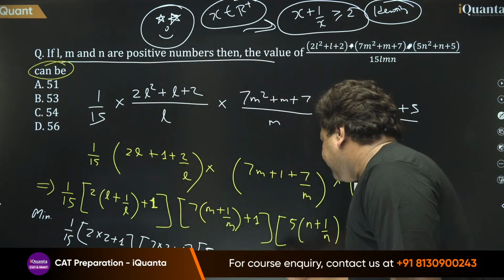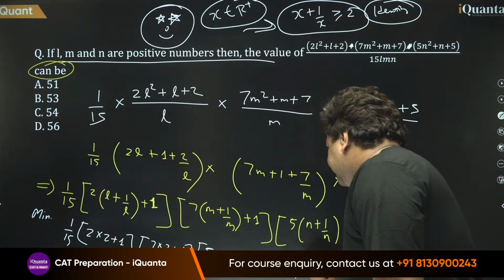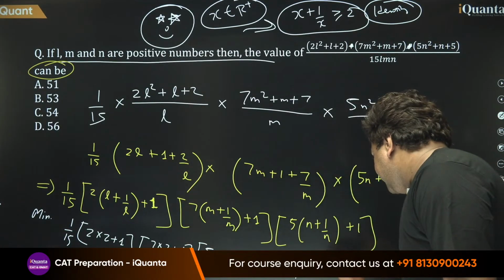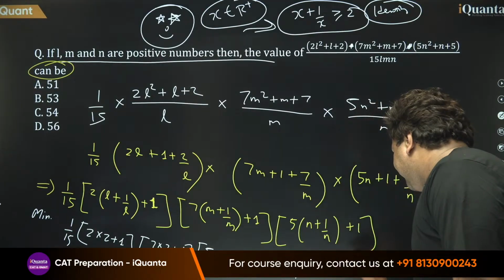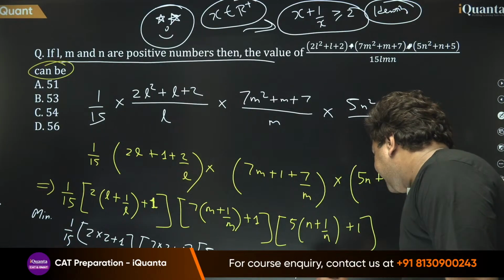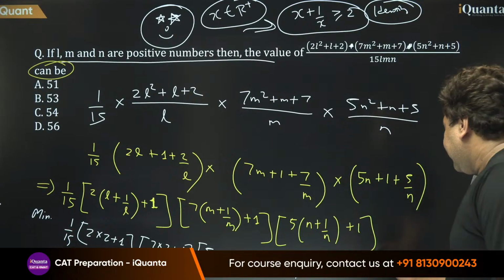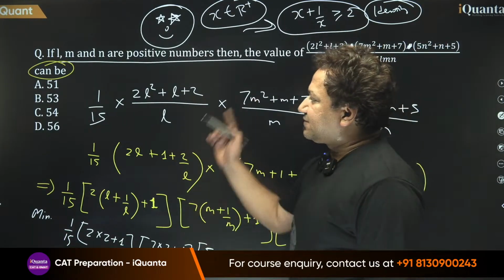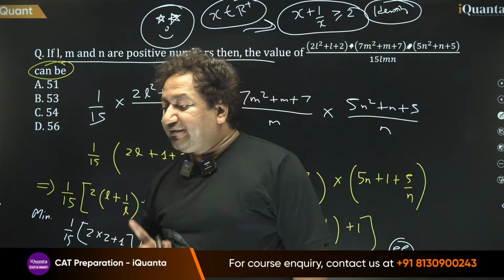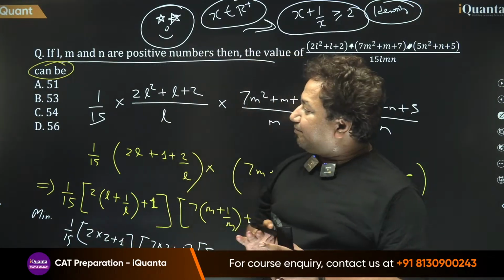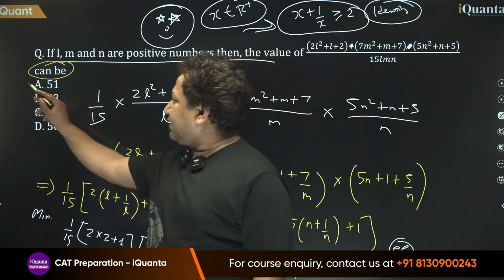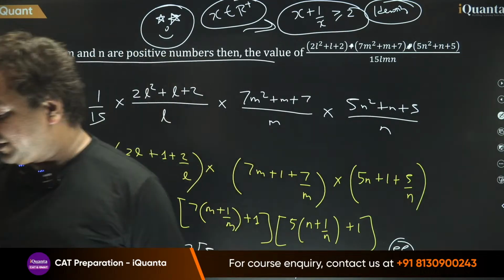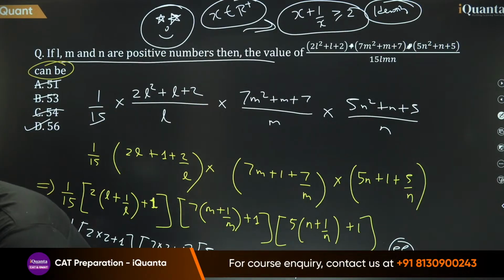So I'll have 1 by 15 times 5, 15, 11. 15 gets cancelled out. We have 5 into 11, 55. So 55 is what? 55 is the minimum value of this expression. इससे बड़ा या इसके बराबर ही होगा. 51, 53, 54, less than 55 will go with 56. Is that clear? Such a nice question. Very beautiful question. Clear all of you?